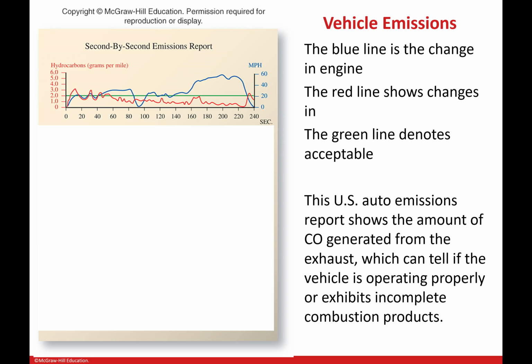I think these are neat because you're going to see four different graphs, and we're going to go back and refer to this later. But since you don't have the color, the straight line is the acceptable limits. The blue line is the engine speed. So this is like emissions of a car. So how fast is it going?